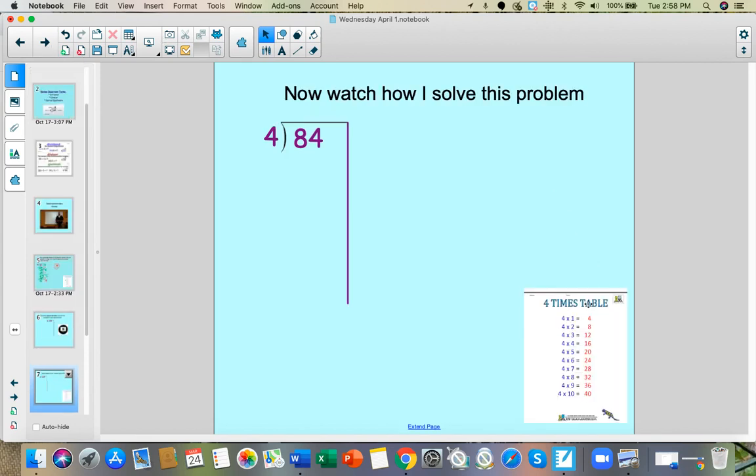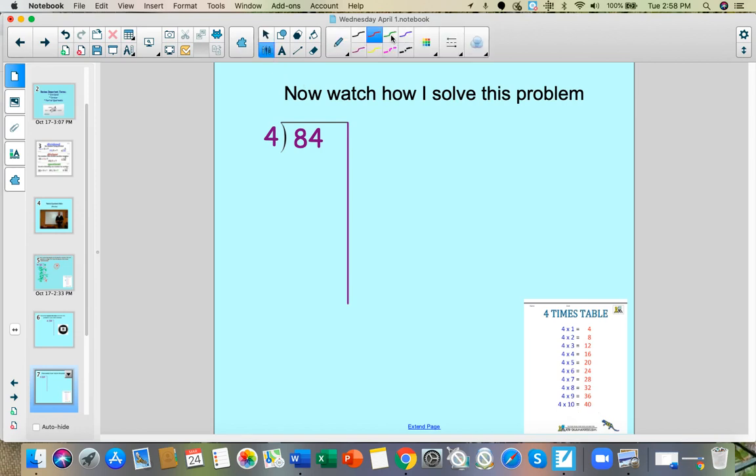Okay, thank you for doing this problem. Now let's see how we can solve this. Same thing, benchmark 4 times 1, 4 times 5, and 4 times 10. So which is closest to the benchmark is 4 times 10 is 40. So let's try green again here. 4 times 10 is 40. Minus. 4 minus 0 is 4. 8 minus 4 is 4.